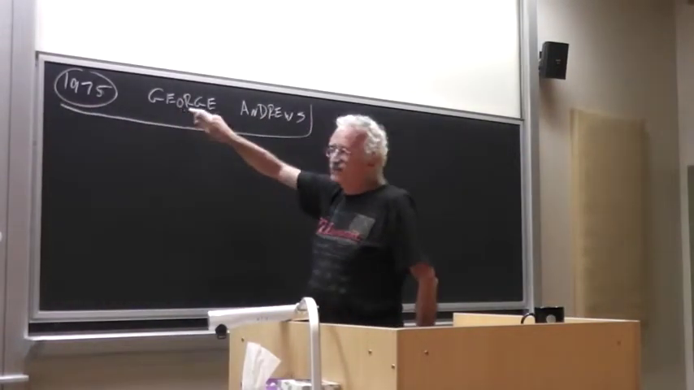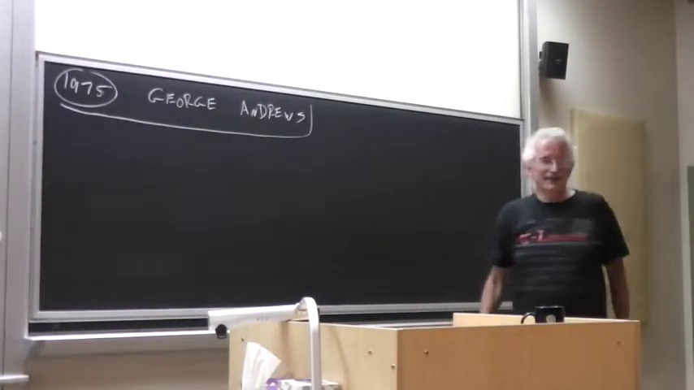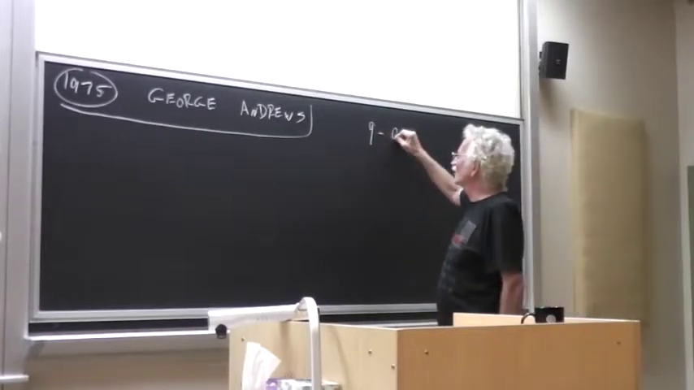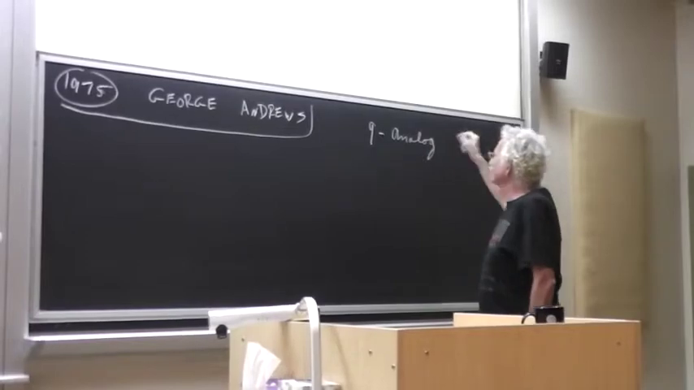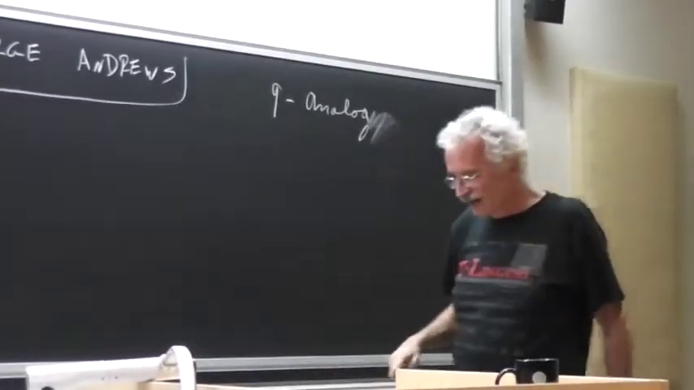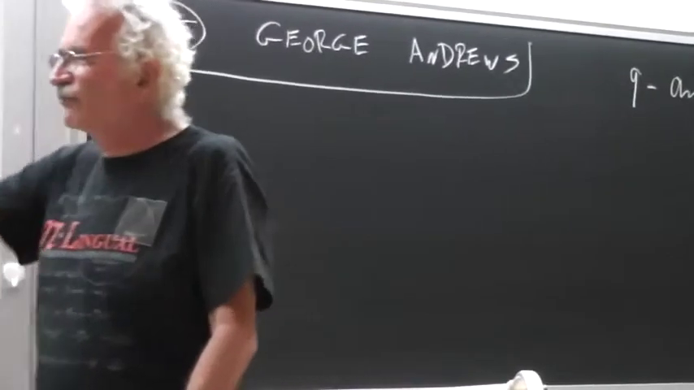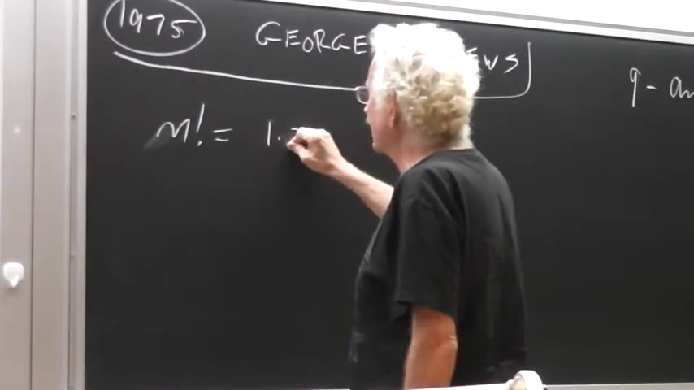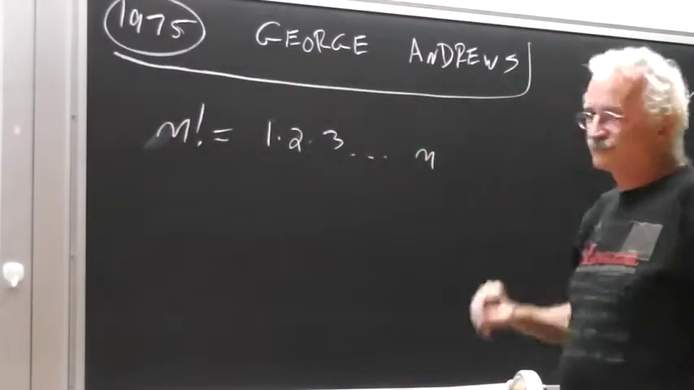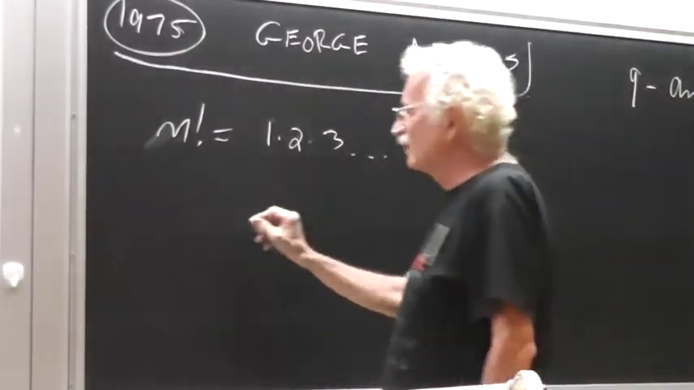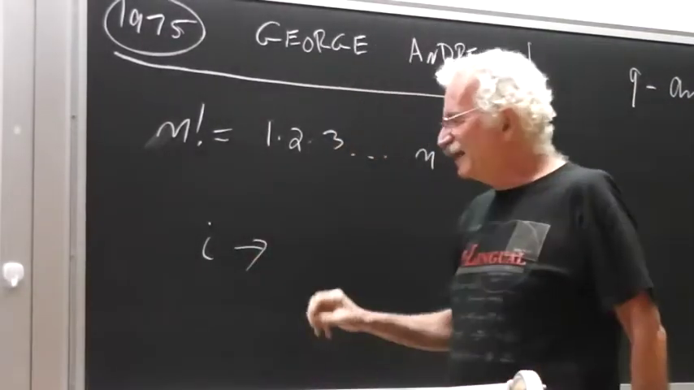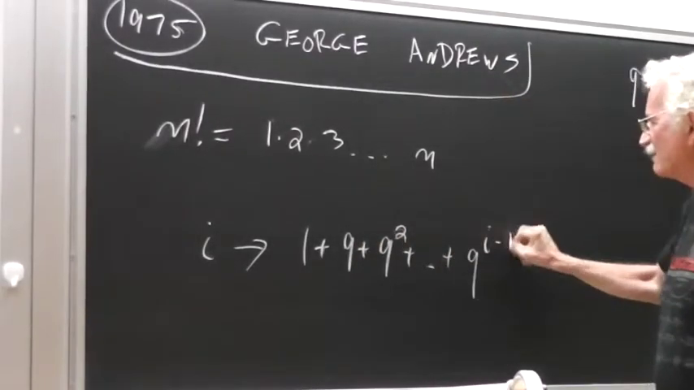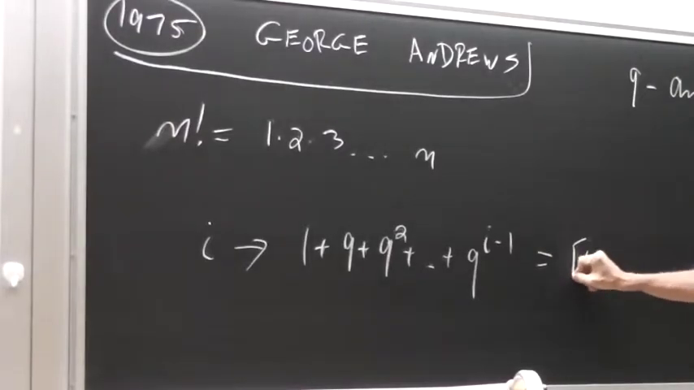Anyway, he is Mr. Q. His claim to fame, whenever he sees something, he replaces his stick with a Q. So he's a master of Q analogs. That's his claim to fame. So what's the Q analog of a power? Okay, first, n factorial. What's n factorial? 1 times 2 times 3 times n. What's the Q analog of an integer, i? It's simply 1 plus q plus q squared plus up to q to the i minus 1, denoted by i bracket.